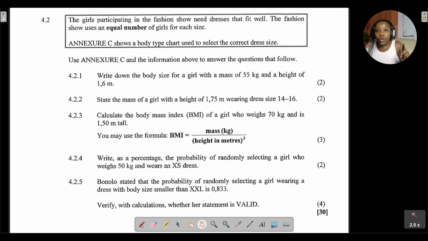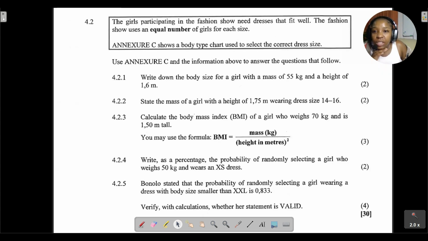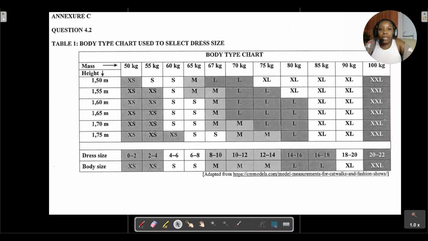It says that the girls participating in the fashion show need dresses that fit well. The fashion show uses an equal number of girls for each size. Annexure C shows a body type chart used to select the correct dress size. So let's see what is happening here.